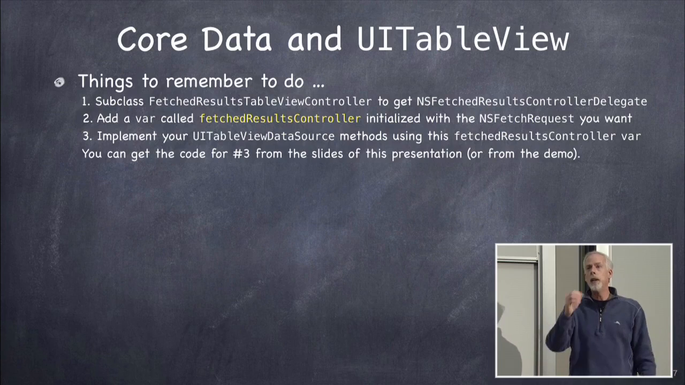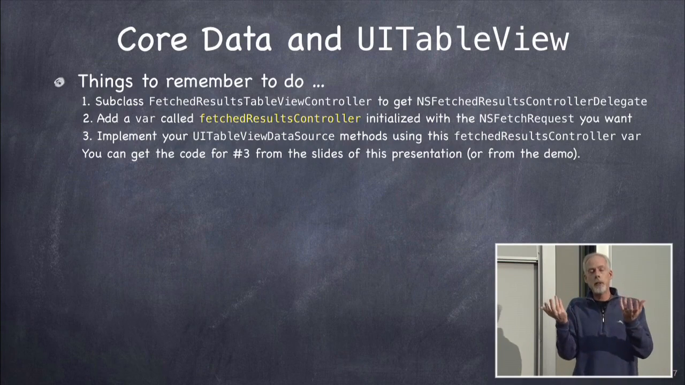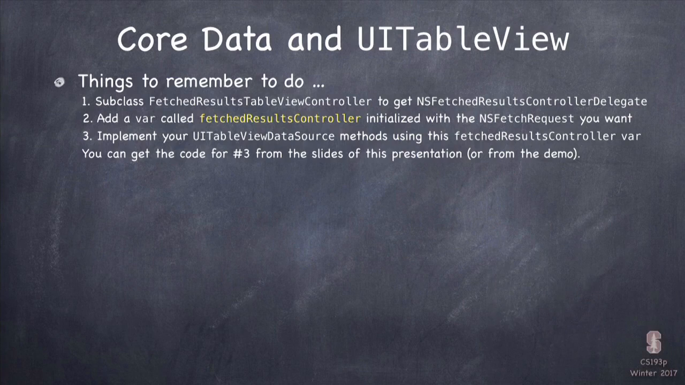All you'll have to do is, inside of cellForRowAt indexPath, you'll have the object, the tweet or the Twitter user. You just got to load up your UI.